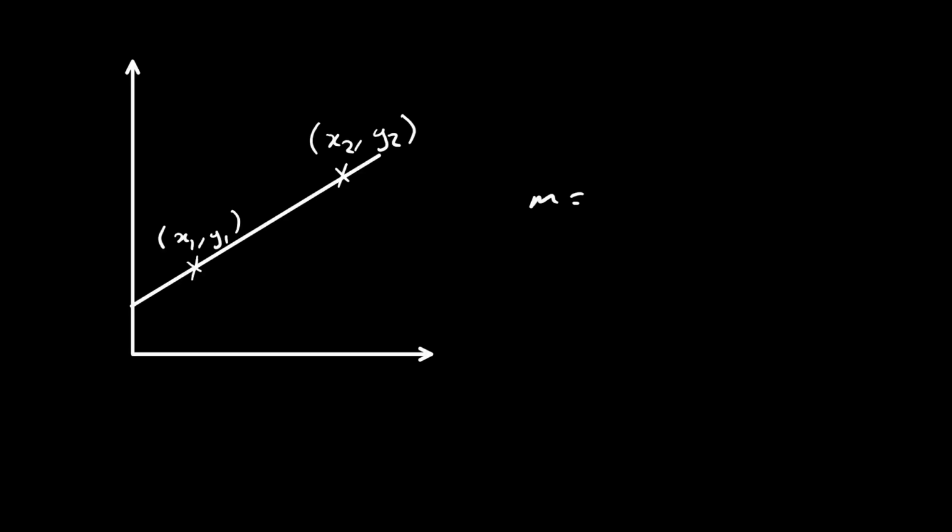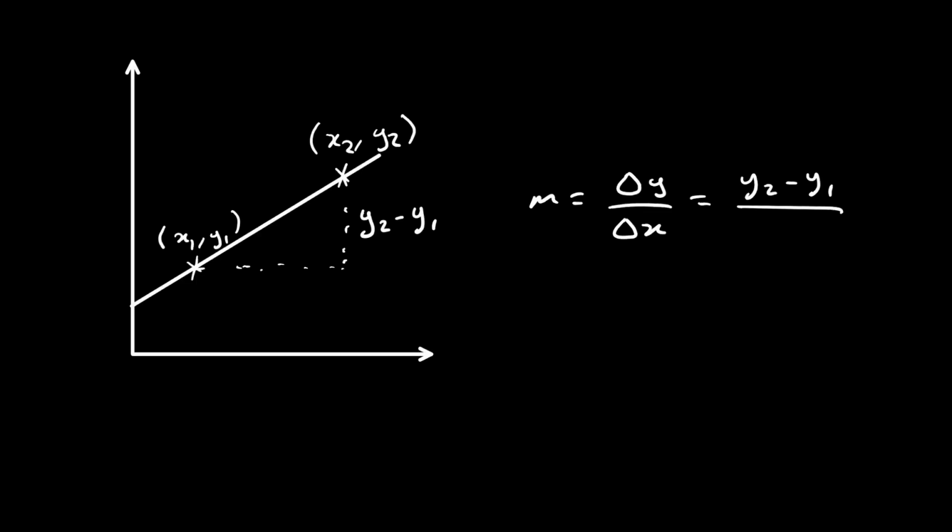Okay, so our gradient is going to be our change in y divided by our change in x. So what is our change in y and what is our change in x? Well, our change in y is going to be y2 minus y1. That's how far we move up and down. That's our change in y. Okay, what about our change in x? Well, it's going to be x2 minus x1. That's our change in x.